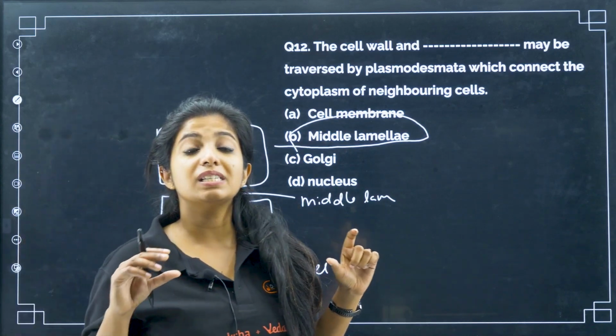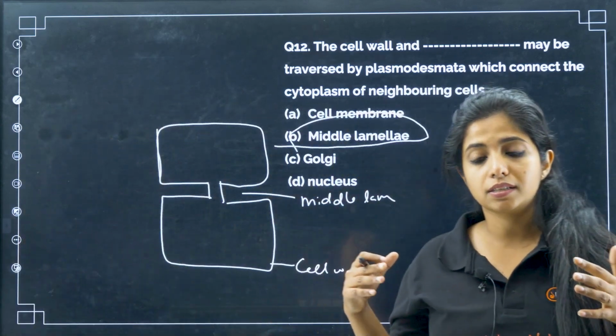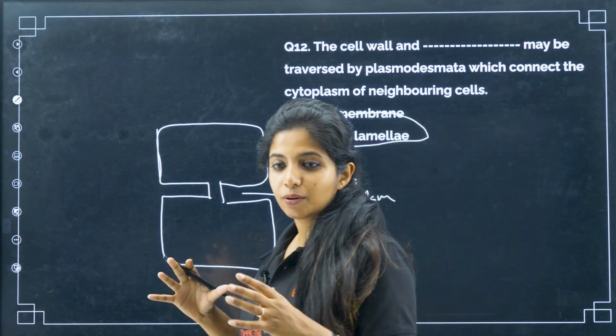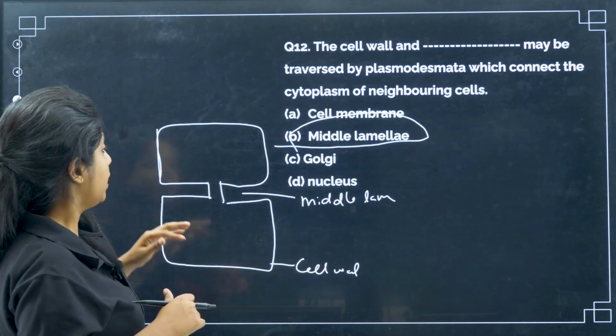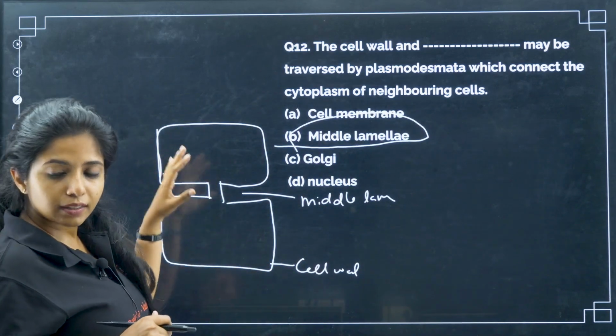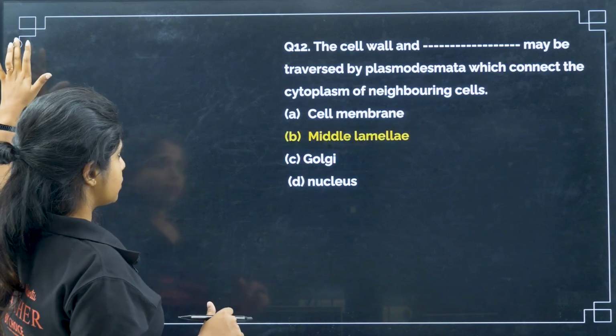Middle lamella is also known as a cementing layer which is there between the cells. So the cells remain compact, it remains together. Okay, and since you want things to be transferred, that is why you have plasmodesmatal connections.